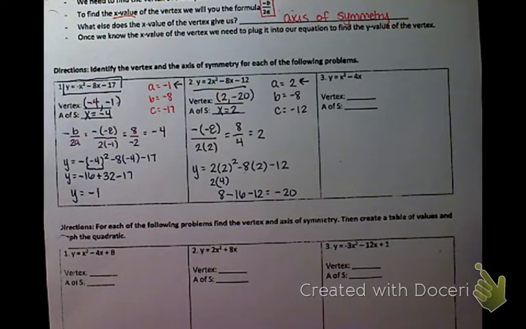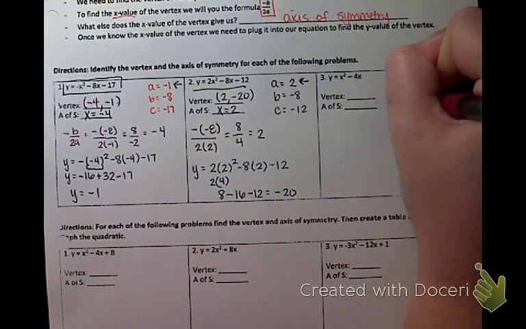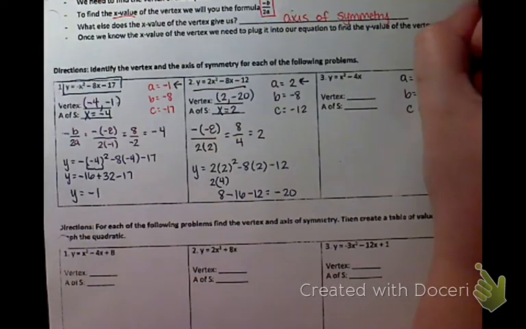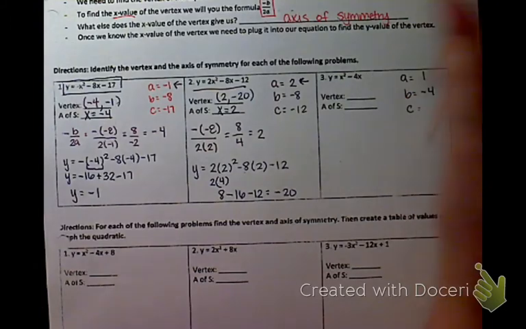Okay, so what I'd like you to do is take a moment, pause the video, and see if you can complete number 4. Identify the vertex and the axis of symmetry. When you have done that, go ahead and press play again, and let's see how you did. All right, so you've taken a moment to try this problem. I'm going to identify A, B, and C. So A is 1, B is negative 4, and there is no constant term at the end, which means C is 0.